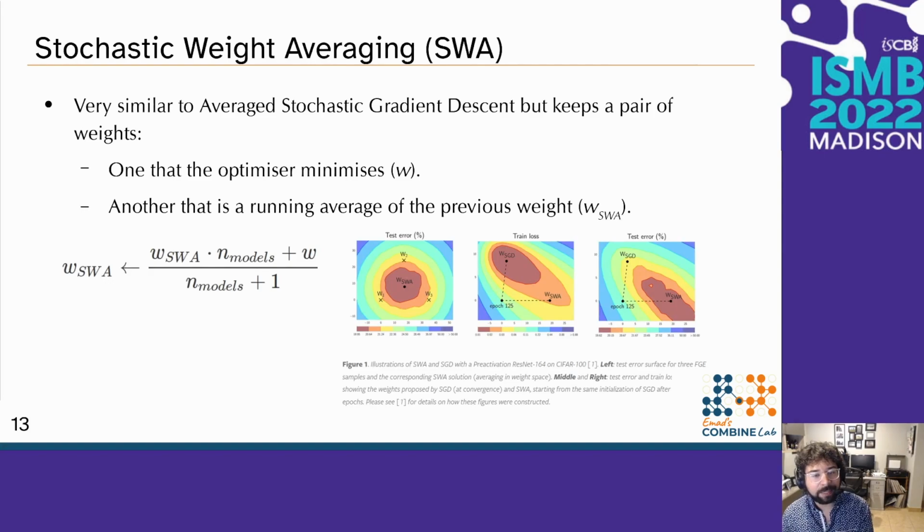The A in AWD-LSTM refers to averaged optimization. Here we use stochastic weight averaging, or SWA. SWA is similar to averaged stochastic gradient descent, but keeps a pair of weights: one that the optimizer minimizes, and the other that is a running average of the previous weights. This helps the model to overcome, for example, rather flat minima.